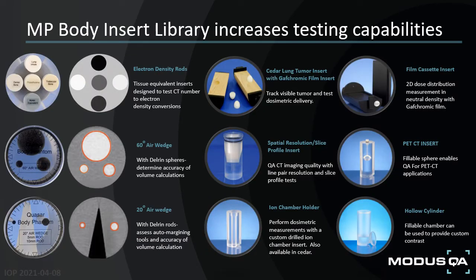So, as I have said before, the adaptability of the MP body primarily stems from the extensive library of inserts that increases the variety of tests that one can perform all within the same phantom body, offering a much more cost and time efficient solution for the physicist's comprehensive QA needs.